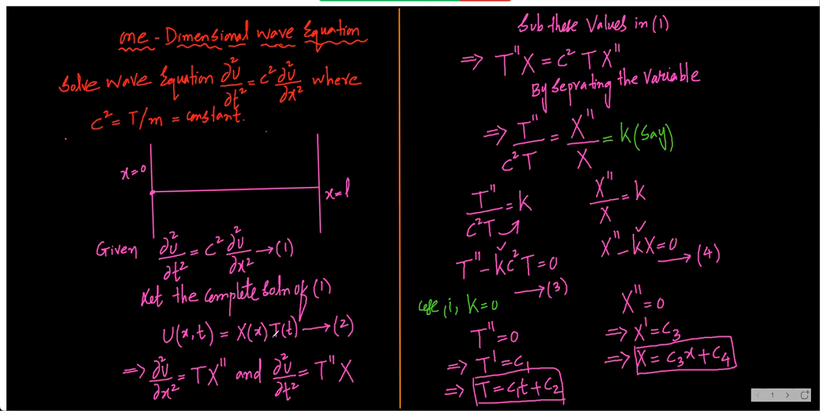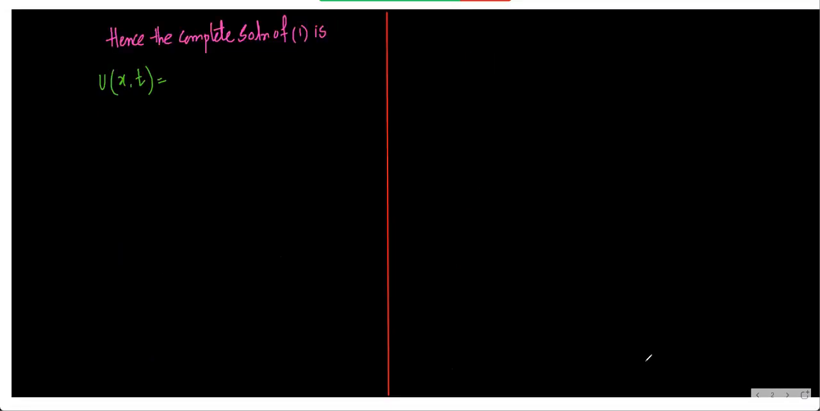Our solution is X into T form, so write in that order only. C1 of t plus C2 into, here, C3 of x plus C4. So we got one solution when k is equal to 0, and this is called an algebraic solution. This is an algebraic equation actually. I will discuss later on why I am going to call this one an algebraic equation.